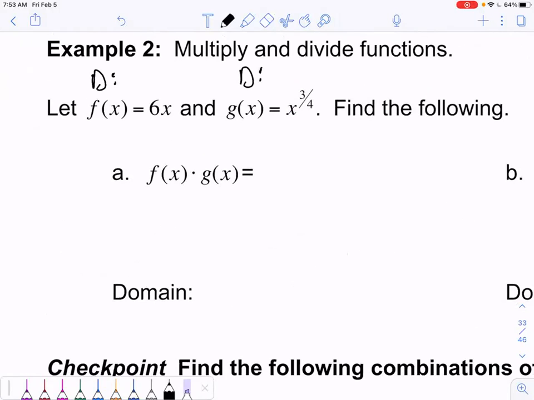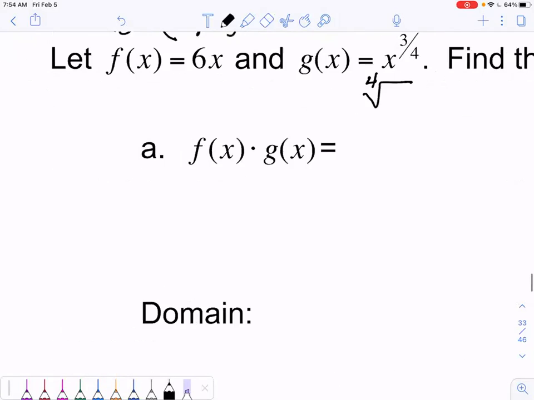So the first one is just that 6x function, and we know that domain is negative infinity to positive infinity. But the next one is a little different because it says x to the 3/4. Gabby Snyder, do you remember how to write that as a radical? So I know it has to be a radical. What goes on the little chair of the radical? The 4, and that means the 3 goes, yeah, with the x.